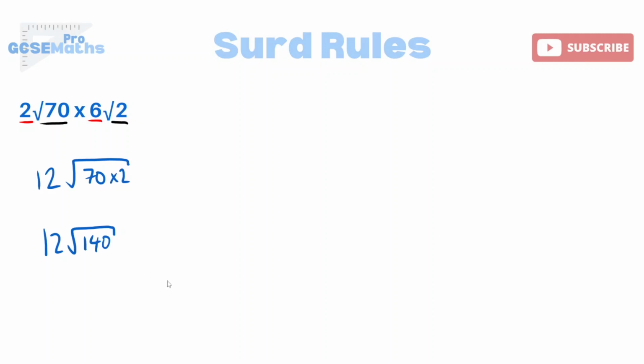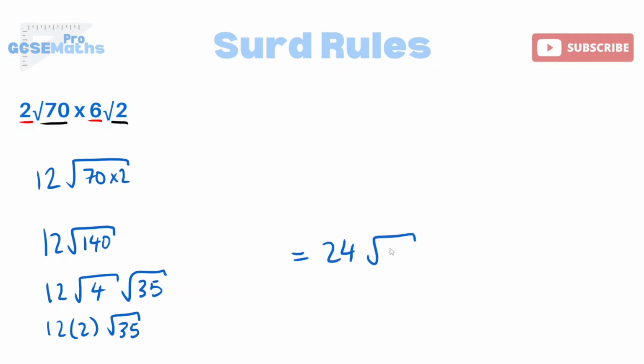Can I simplify 140? Yes, again, actually the biggest square number factor is 4. 4 times 35 would give you 140. Square root the 4 to get 2. And I'm going to write the final answer over here. 2 times 12 is 24, and we're left with root 35. Again, we cannot simplify root 35 any further, so that is just your final answer.